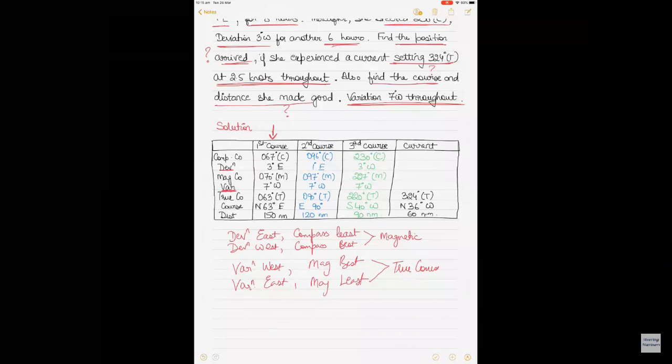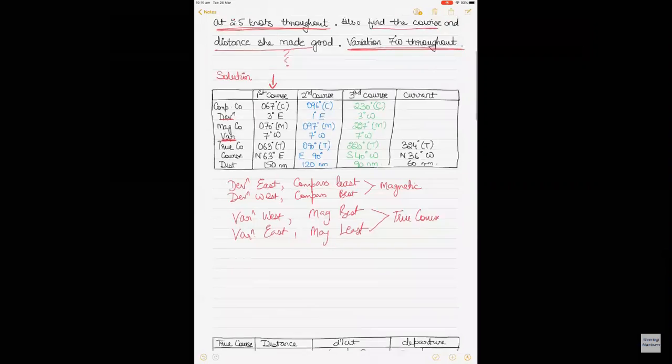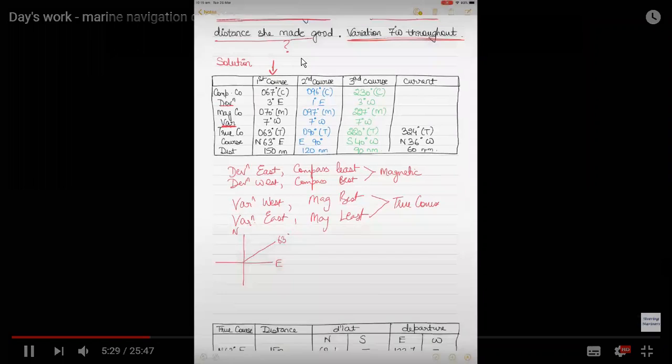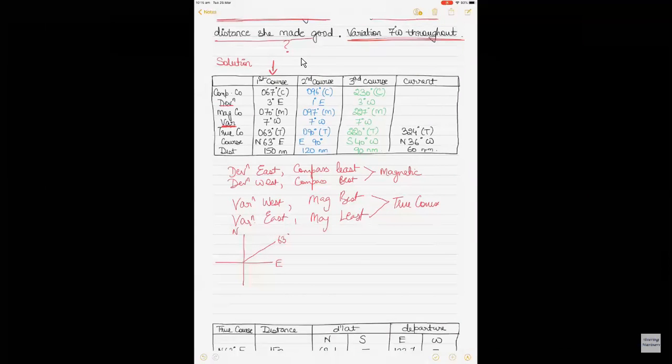Then in the last column we will apply the current. The current is 334 degrees, so we convert into cardinal, north 26 west, and 2.5 miles per hour, and the total time is 10, 8 and 6 hours. For the total time we put the current, so that will be like one more leg.